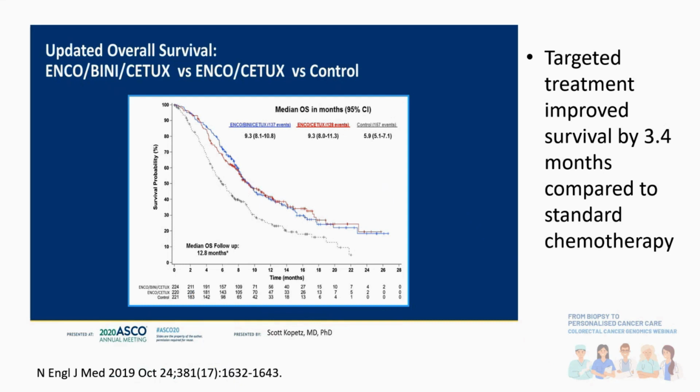This is the overall survival curve of the study. The trial was performed in patients who had failed at least 2 or 3 different chemotherapies. The grey line is patients receiving standard chemotherapy, and the red and the blue lines are patients receiving either 2 or 3 drug targeted treatments.